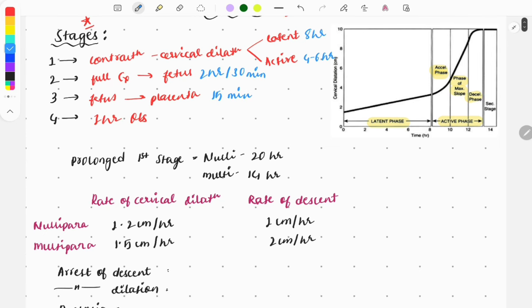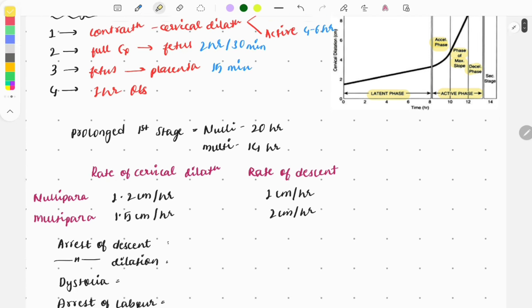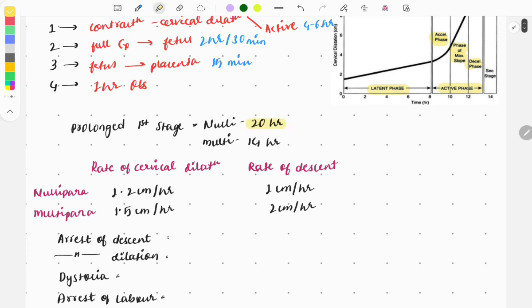So when do we call it prolonged? We will look at those values now. Prolonged first stage in nullipara if it is more than 20 hours, and in multipara if it is 14 hours. You need to remember these values because these are asked as a question. These were all PYQs, so you need to remember these things.